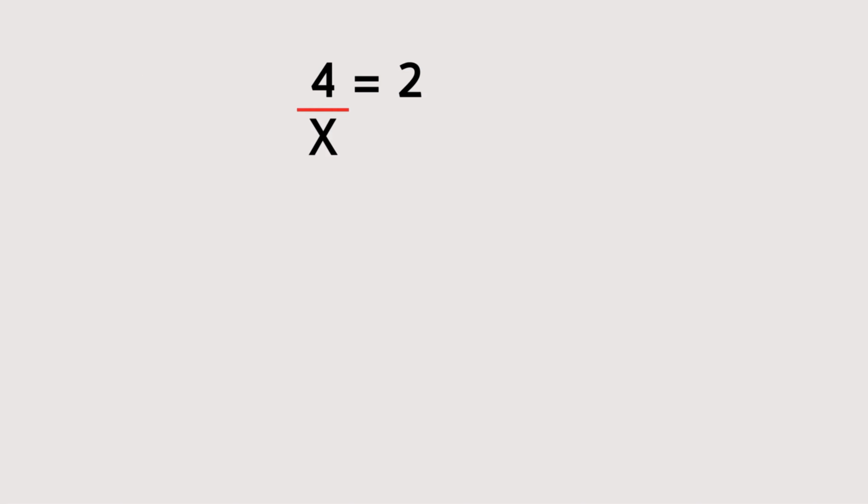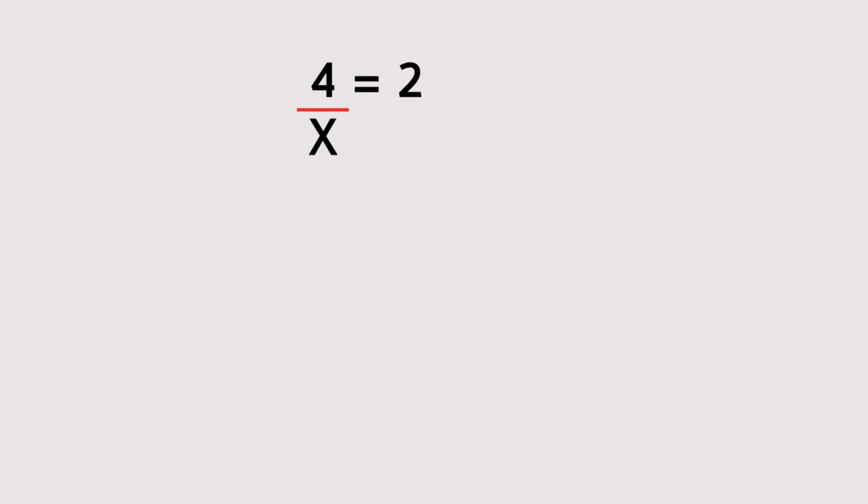But there's one last tricky situation to address. What happens if we have a number divided by an unknown? This is a little trickier, but don't worry, we can handle it. Let's say we have this equation. 4 divided by x equals 2.